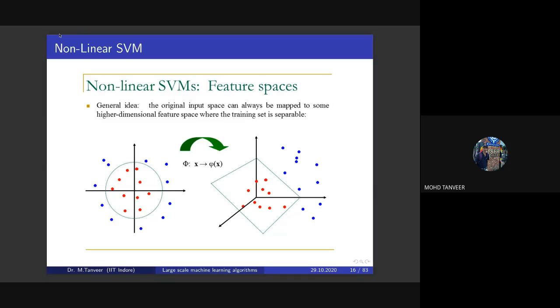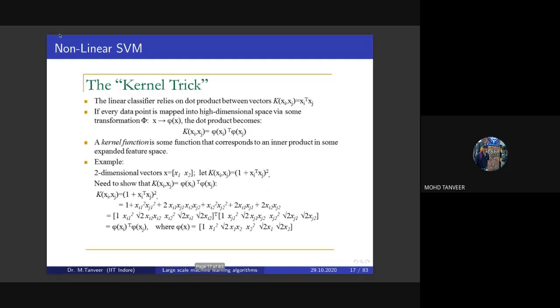Now the question is, what is phi? What is the nature of phi? What is the definition of phi? In support vector machine, we do not even know the nature of phi. The working style of phi is just to map the given data into some high dimensional space. How it will work, we'll discuss now.